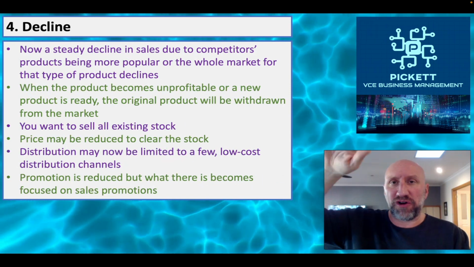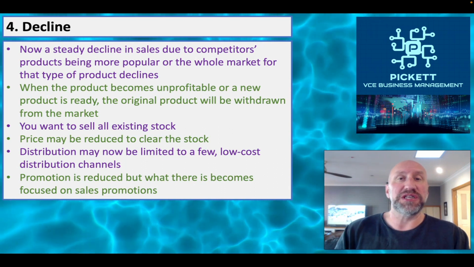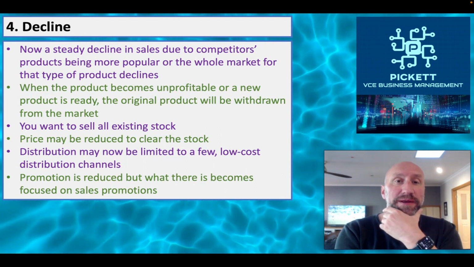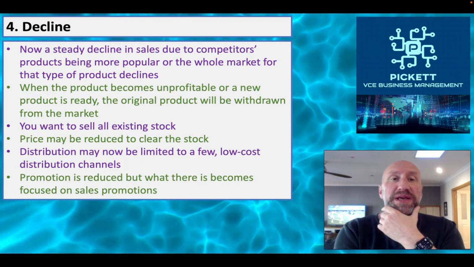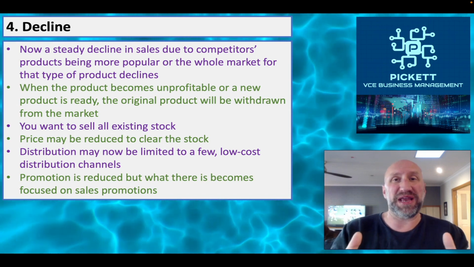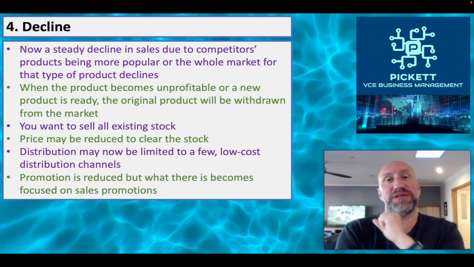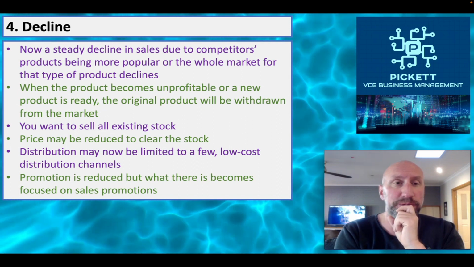Then with that graph, we see it starts to decline. Okay, so this is where your sales start to taper off, okay? So a steady decline in sales may be due to competitors' products now being more popular, or it might actually be that the market for that entire type of product declines, okay? And I'll show you an example or two in a minute or two.